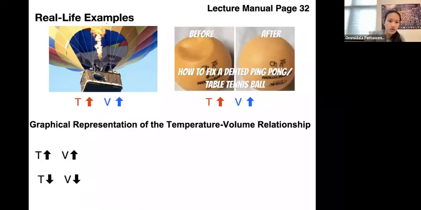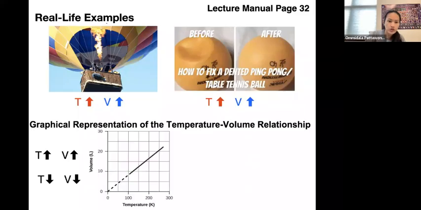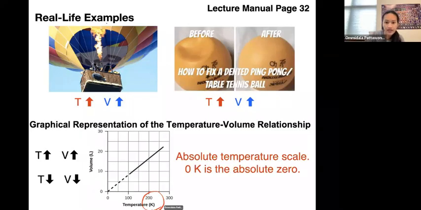Okay, so to represent this graphically, if you plot volume and temperature, you are going to get a straight line because this relationship is directly proportional. Note that the unit of the temperature being plotted is actually Kelvin. Kelvin is the absolute temperature scale, so we need to plot it in Kelvin.